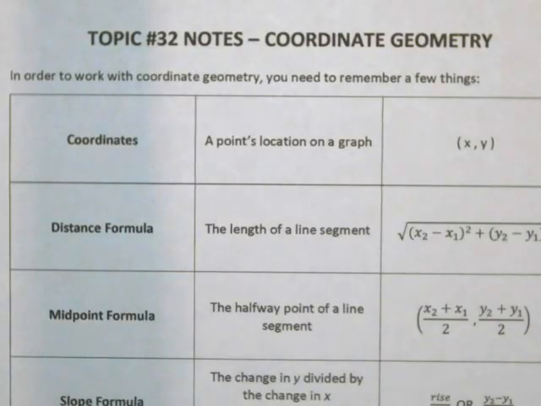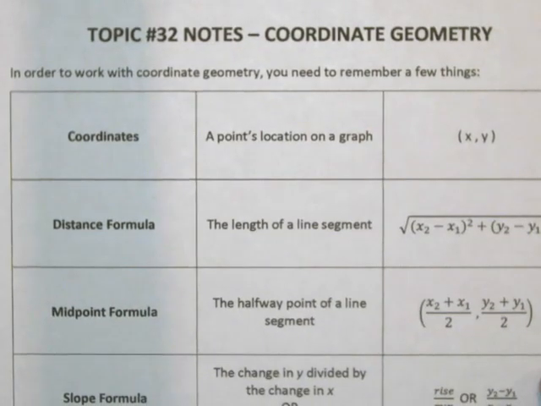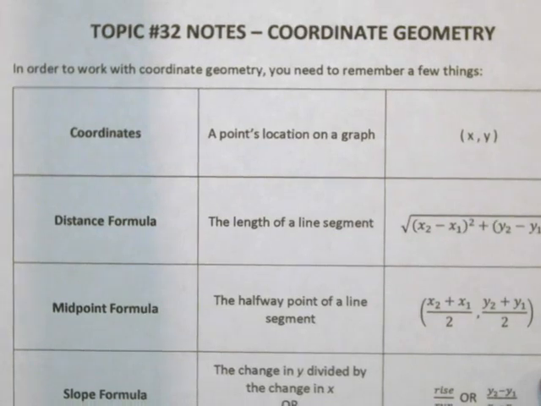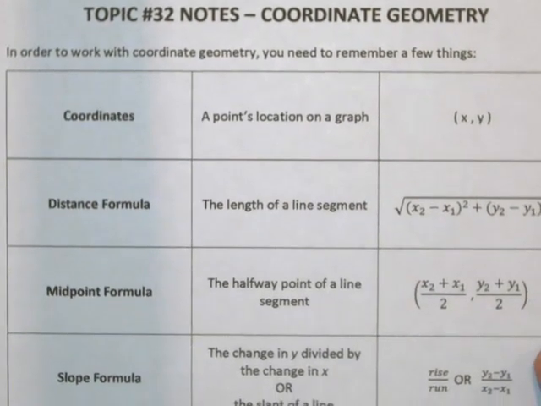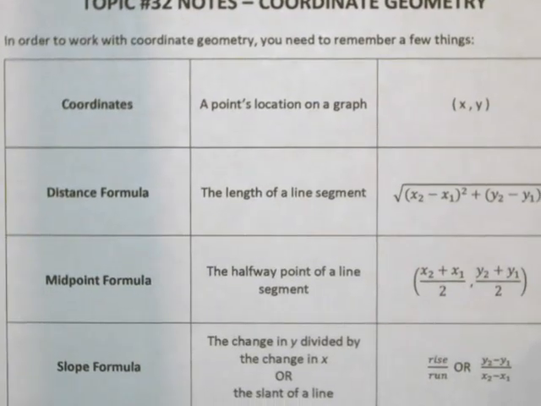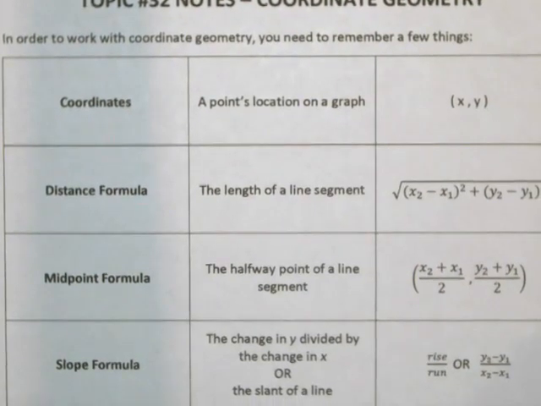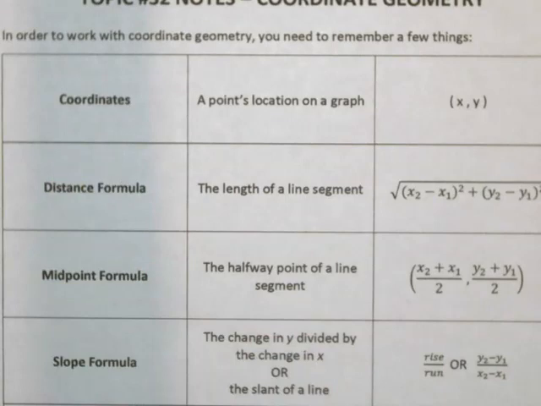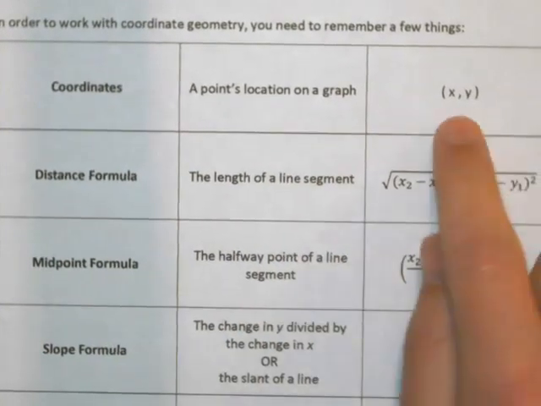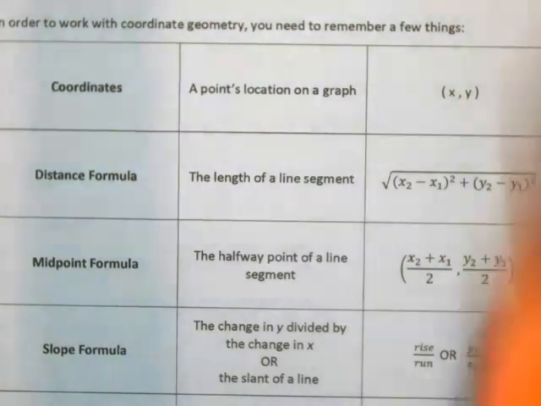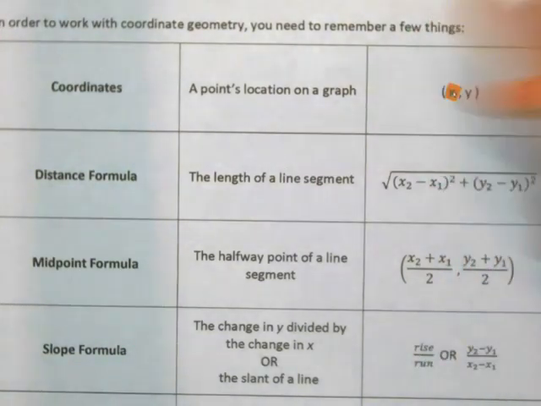Hey, geometry. Here to talk to you today about coordinate geometry, which is when we take things that we've learned in class this year and we put them on the coordinate plane, aka graphs. So, here are a few things that we're going to need to remember in order to work with coordinate geometry. Obviously, first thing is coordinates, which is a point's location on a graph, also known as x comma y. And I like to color code my x's in orange and my y's in blue.